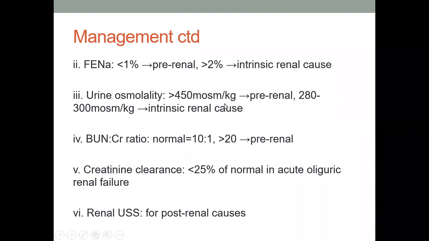Urine osmolality also will differentiate between renal and pre-renal. If it's more than 450 milliosmol per kg, it shows a pre-renal picture. If it's lower, between 280 to 300, it shows a structural renal cause. You also want to do your blood urea nitrogen to creatinine ratio. The number is actually 10:1, but if you have a BUN creatinine ratio of more than 20, it is a pre-renal cause. Creatinine kinase, when it's less than 25% of normal, shows an acute oliguric phase. Renal ultrasound will help you to rule out post-renal causes.